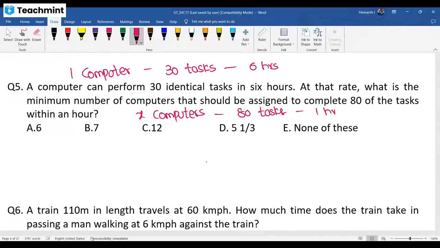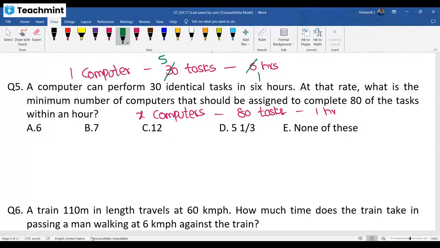Or else we can observe that if only one computer is working, it can complete 5 tasks in 1 hour. But how many tasks are to be completed? 80 tasks. A computer can complete 30 identical tasks in 6 hours, so in 1 hour it can complete 5 tasks. You want 80 tasks to be completed by X computers, so in 1 hour.